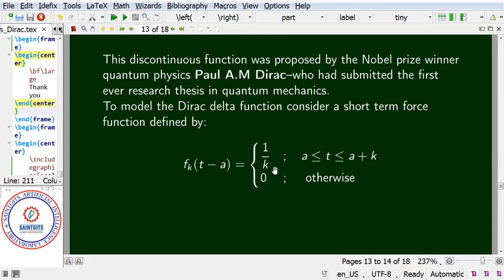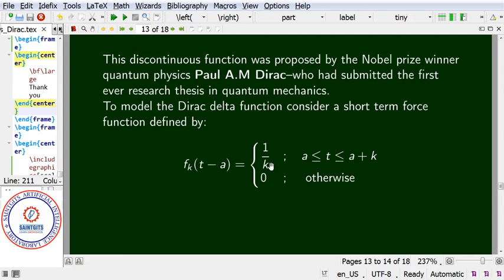Actually, the Dirac delta function is this short time force function with k tends to 0. When k tends to 0, this 1 by k becomes very large, becomes infinity. It is similar to many contexts where we are using this thing.